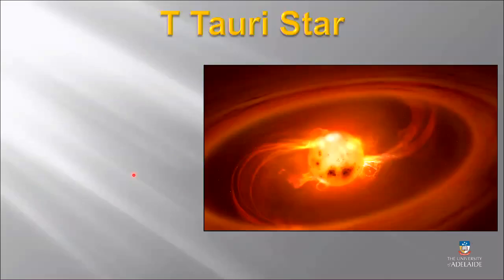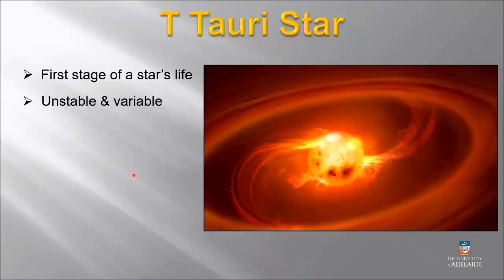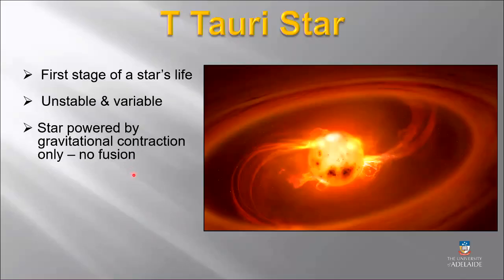When a star's first born, it enters what's called the T Tauri phase, after the prototype of the type of star, T Tauri. A T Tauri star is basically a protostar. It's not generating energy through nuclear fusion as yet. It's the first stage of a star's life. They're very unstable and highly variable, and they're powered by gravitational contraction only. The cores of these stars aren't hot enough for nuclear fusion to have started.